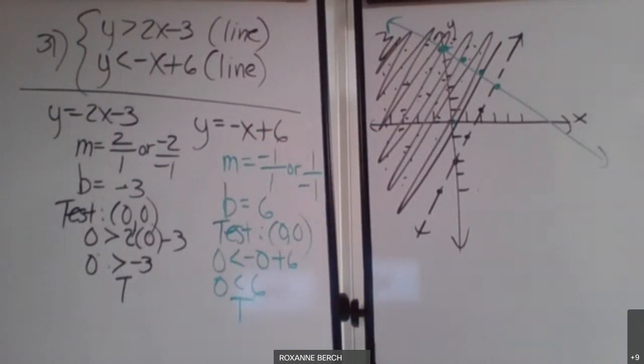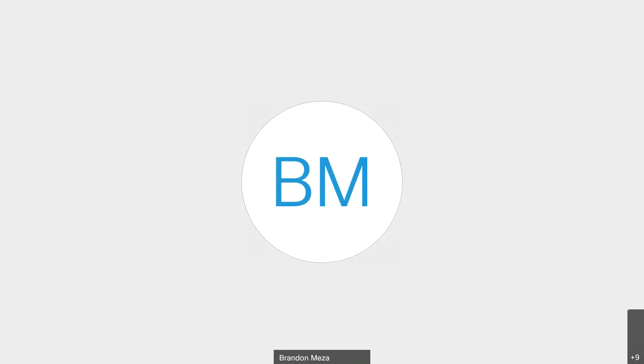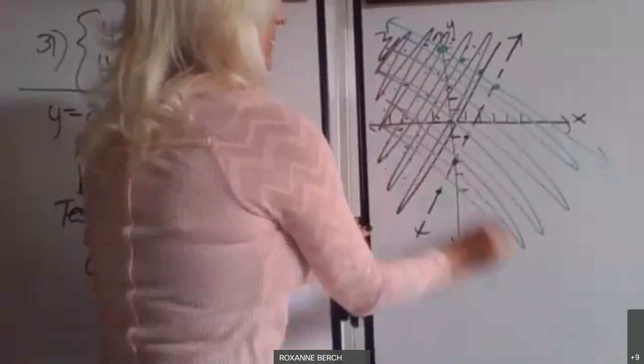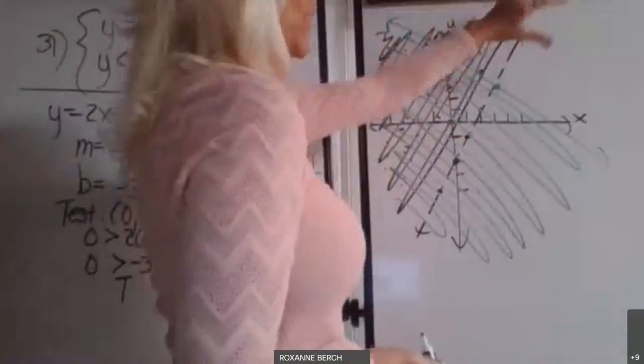That you shade 0, 0? You shade, exactly. You shade 0, 0. So if you shade 0, 0, aren't you shading all these guys over here? Right? You're not shading the guys on that side of the green line. You're shading the guys on this side of the green line. You're not shading those guys.